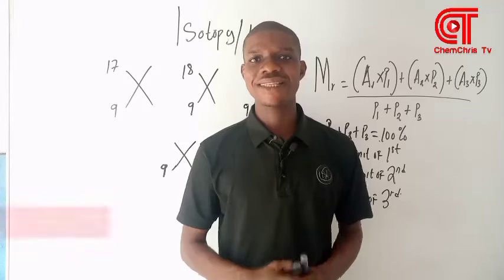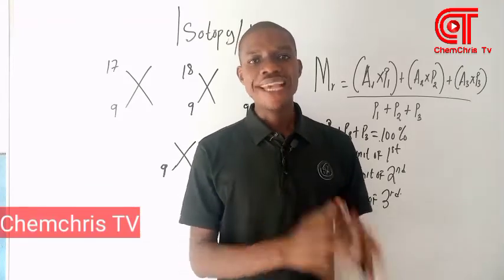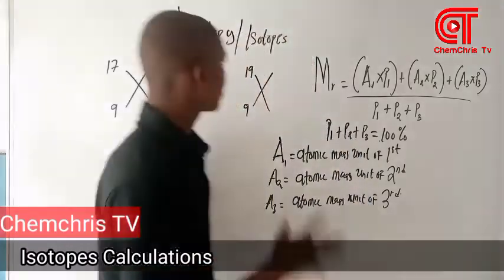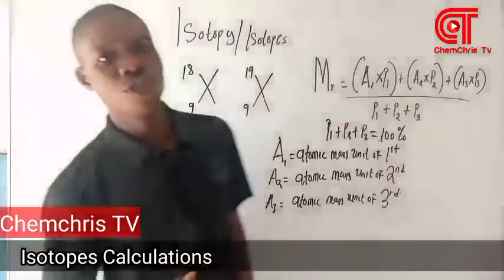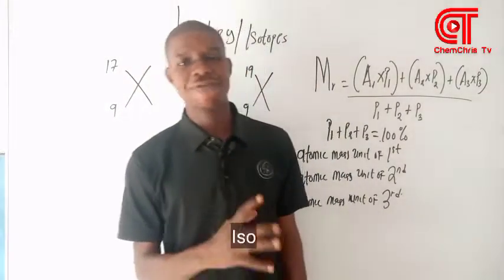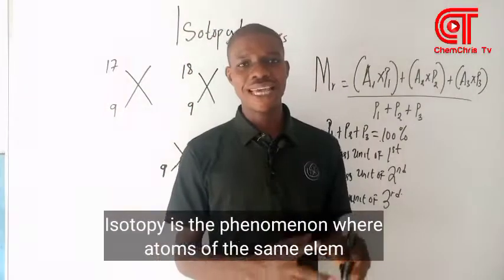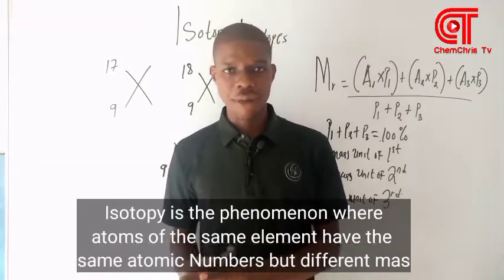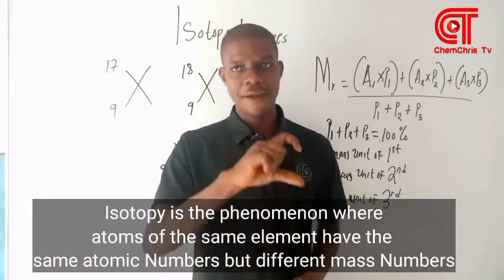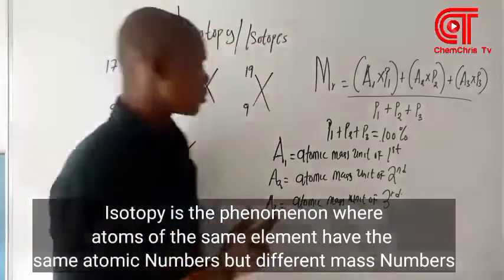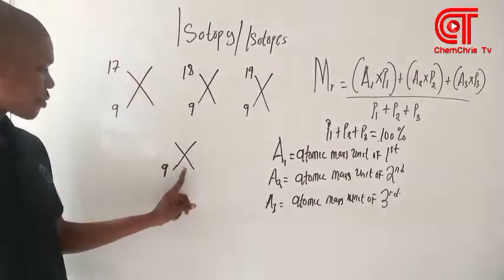Guys, welcome to today's class, and in this video we are going to talk about isotopy and isotopes. So now, what is isotopy? Isotopy is a phenomenon whereby atoms of the same element have the same atomic number or proton number but different mass number.